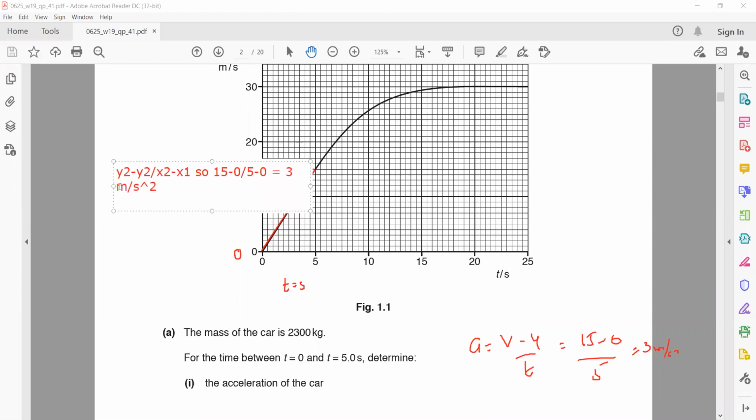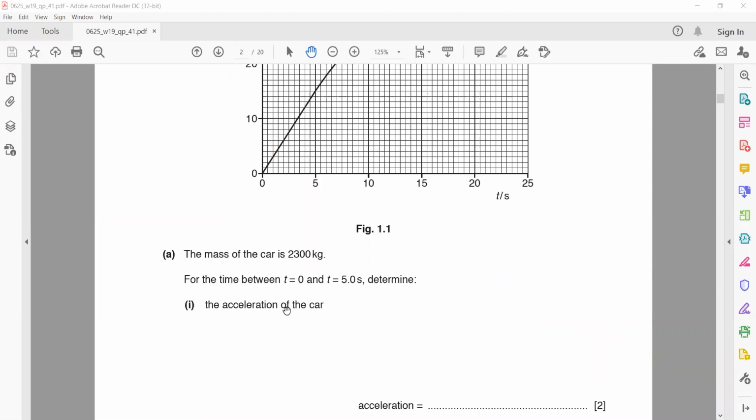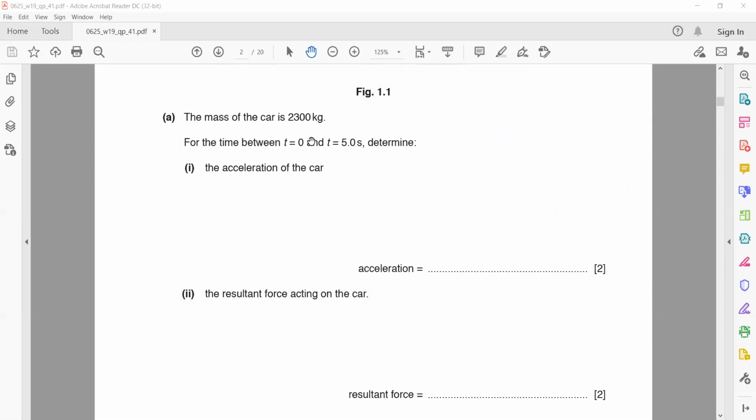So acceleration is 3. The resultant force on the car: if the acceleration is 3 meter per second square, you need a resultant force. The formula which we will use to calculate the resultant force is force equals mass multiplied by acceleration, or F equals ma. The mass is 2,300 and acceleration is given 3. So it will be equal to 6,900 Newton.